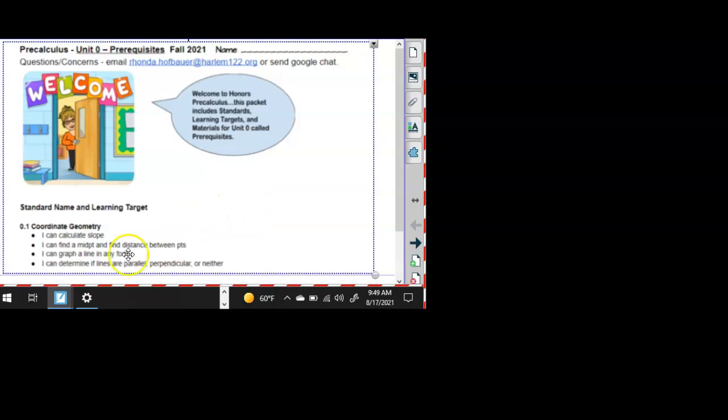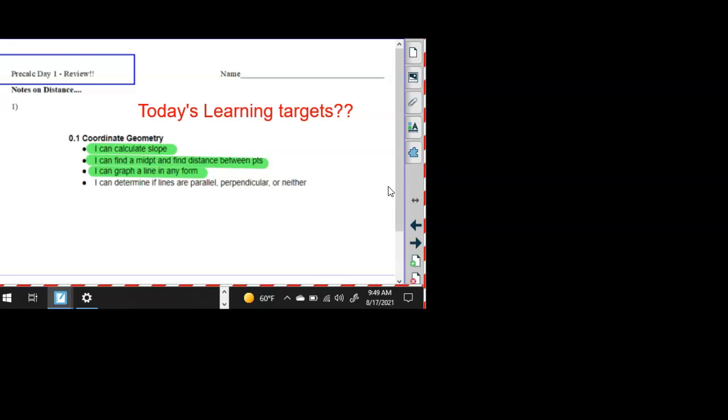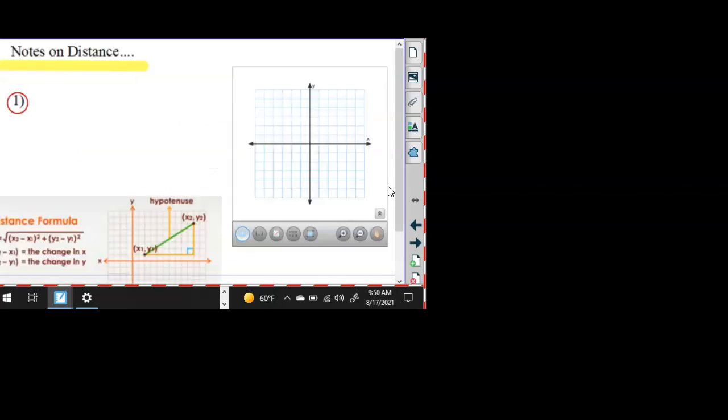Learning targets we're going to go through today are just the first 3, I think, on here. We're going to talk about slope, midpoint, distance, and graphing lines. Seem like review? I hope those sound familiar. Doesn't mean you remember them, but I hope they sound familiar. Those are the 3 we're going to go over today, I hope.